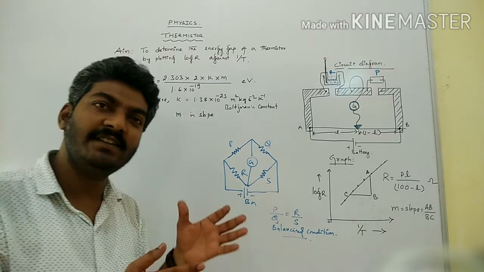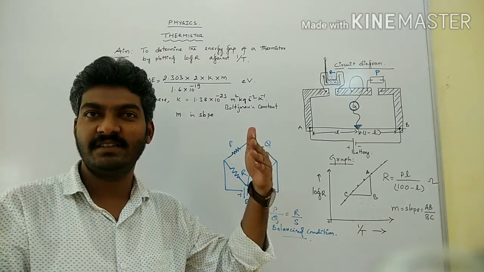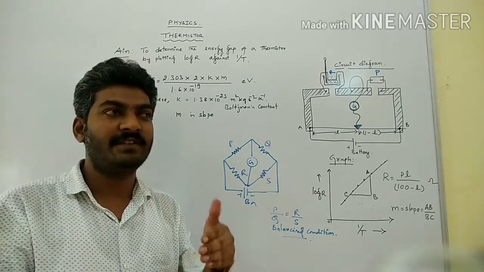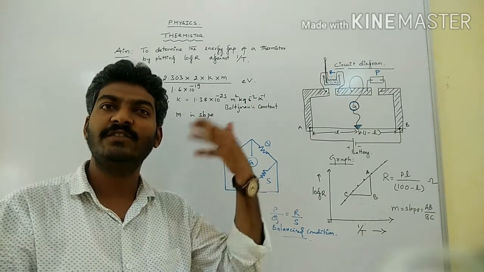What is the meaning of NTC and PTC? NTC means as the temperature rises, the resistance of the thermistor decreases. PTC means if temperature rises, the resistance of the thermistor also rises.